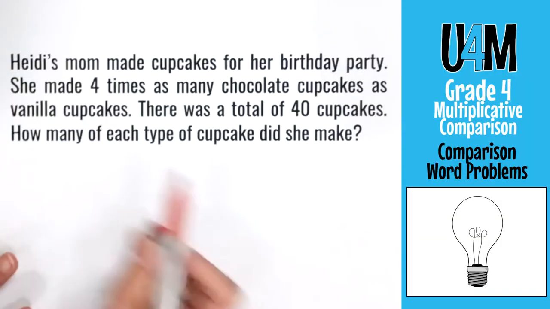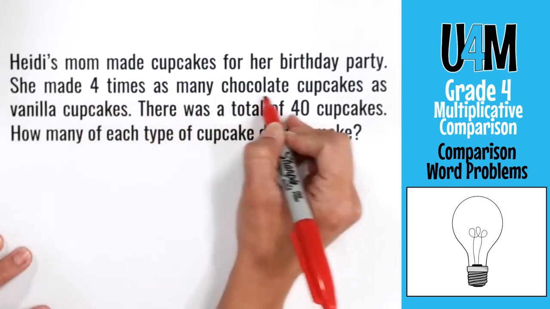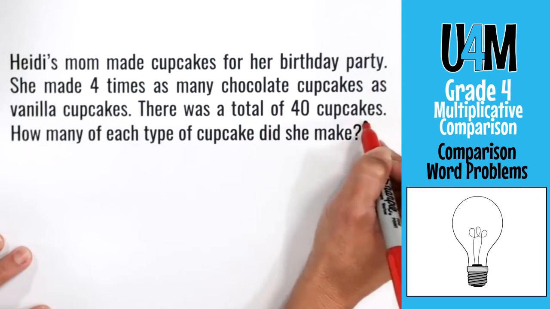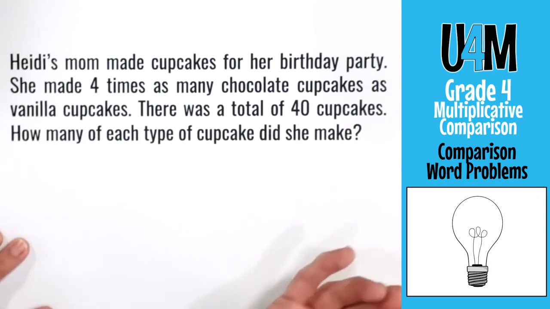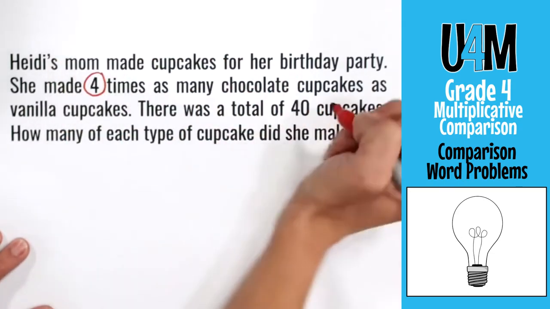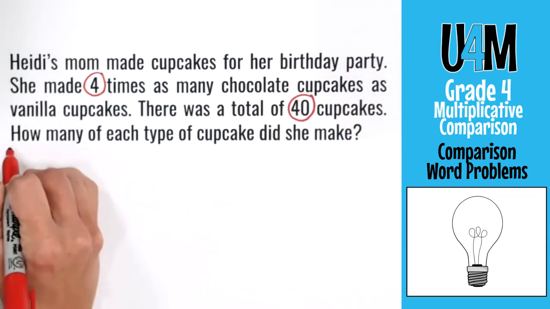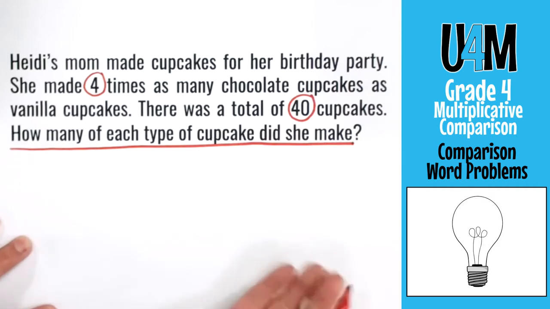Let's look at our next problem, which is going to be a doozy, so hold on. So in this problem, Heidi's mom made cupcakes for her birthday party. She made 4 times as many chocolate cupcakes as vanilla cupcakes. There was a total of 40 cupcakes. How many of each type of cupcake did she make? So we want to use that cubes method, where we circle the numbers first. There's a 4 and a 40. Then we're going to underline our question, how many of each type of cupcake did she make? Then let's look for those keywords.